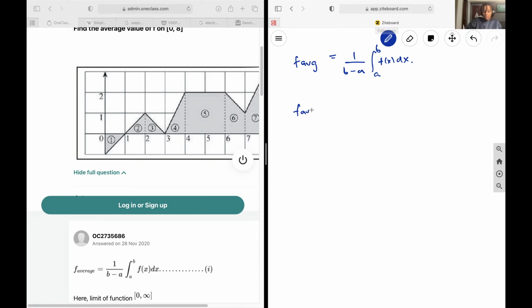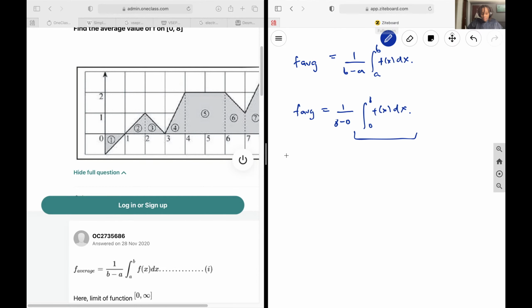And so in our scenario, we've limited it between 0 and 8, so 1 over 8 minus 0 multiplied by the integral from 0 to 8 of f of x dx. Now we know that the integral of f of x dx from 0 to 8 is just the area under the graph from 0 to 8. They've clearly illustrated the parts of the area from 0 to 8. So if we just add all of those up, we'll have the same thing as that expression.